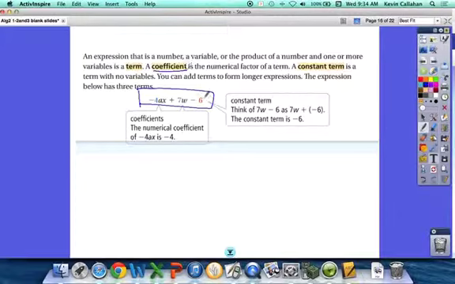And when you have a term that doesn't have a variable in it, that's a constant because it doesn't change. It's always negative 6. No matter what I plug in for x or w, it doesn't matter. The negative 6 stays the same. So a constant term is that.